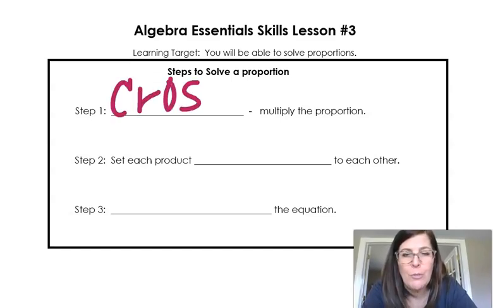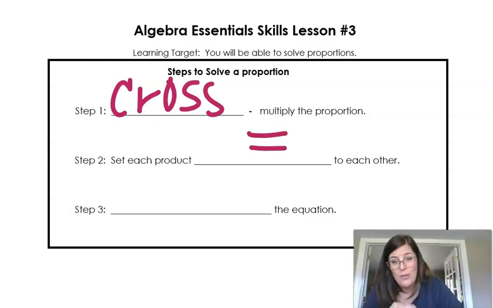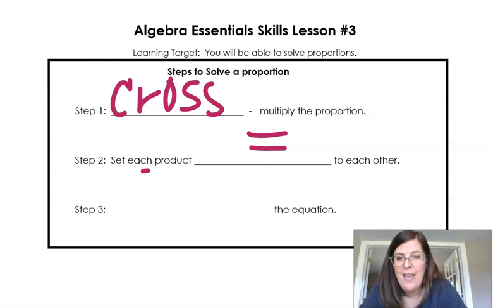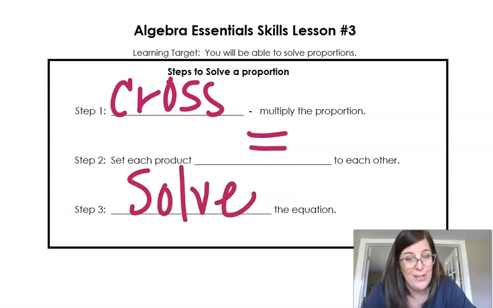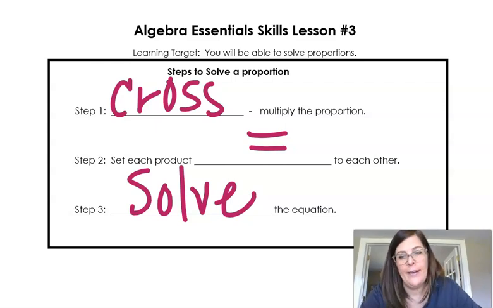You cross multiply. You set each product, each thing that you cross multiply, equal to each other, and then you're left with an equation. And good thing we just repracticed those equations, because then you gotta solve the equation. This is how you do it.